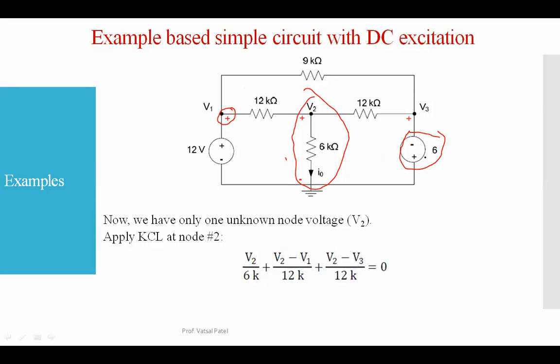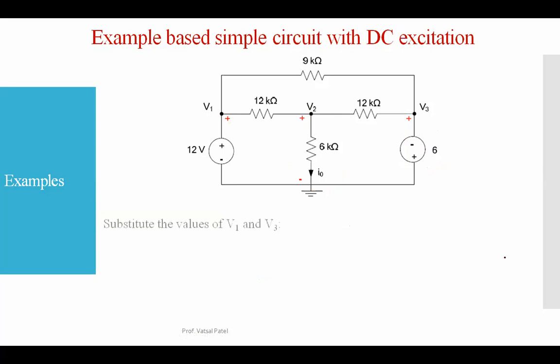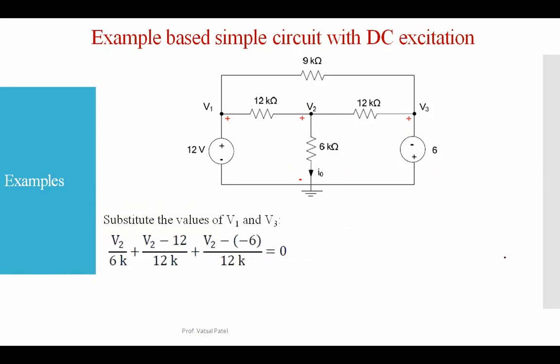So after applying KCL here, what you will get? V2 minus 0 divided by 6 kilo ohm plus V2 minus V1 divided by 12 kilo ohm plus V2 minus V3 divided by 12 kilo ohm. So if you simplify this equation, what you will get? And you have to put V1 and V3 values also in this equation. So can you identify and tell me what is the value of V2 now, after putting V1 equal to 12 volt, V3 equal to minus 6 volt?